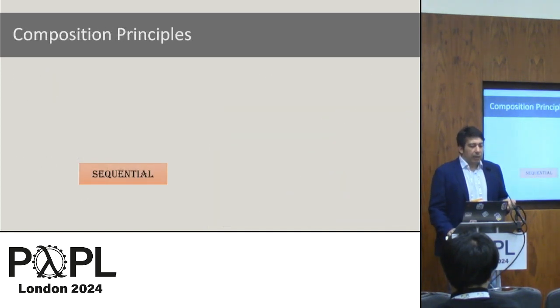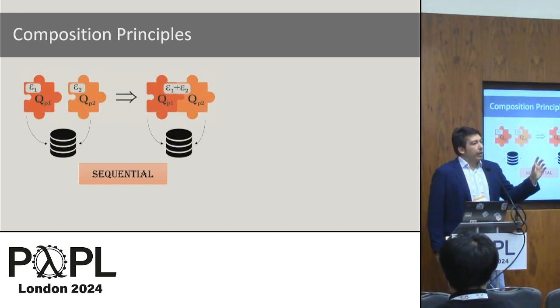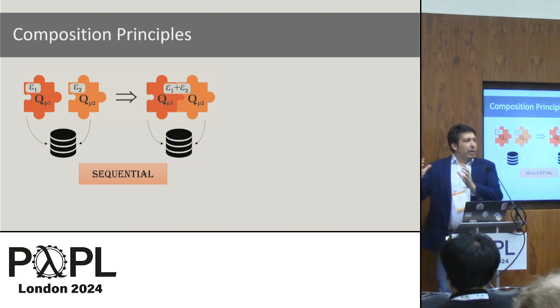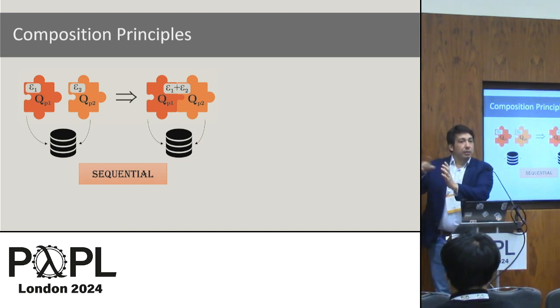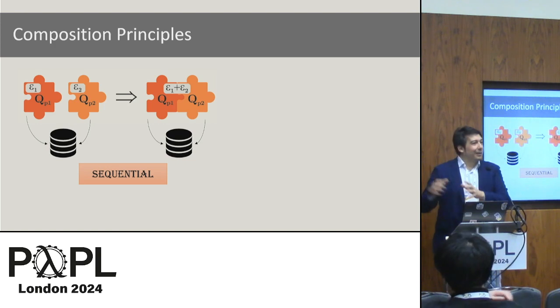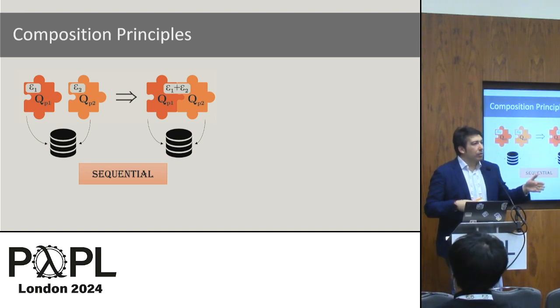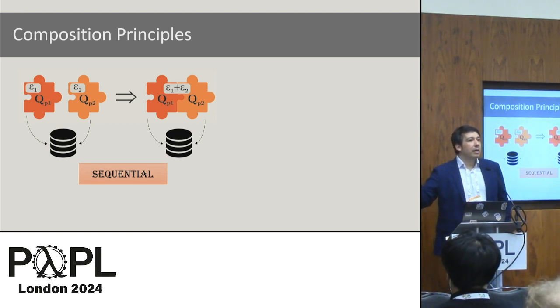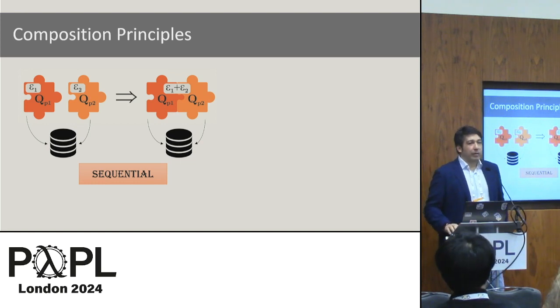One is called the sequential composition principle, which is the simplest one. It says that if you have a randomized query that is epsilon 1 differentially private, and another one that is epsilon 2 differentially private, and you want to run them both as a unit, like putting a semicolon in between, the whole block is epsilon 1 plus epsilon 2 differentially private. So if you run differentially private queries sequentially, you still have a differentially private query with epsilon 1 plus epsilon 2 as the privacy parameter.